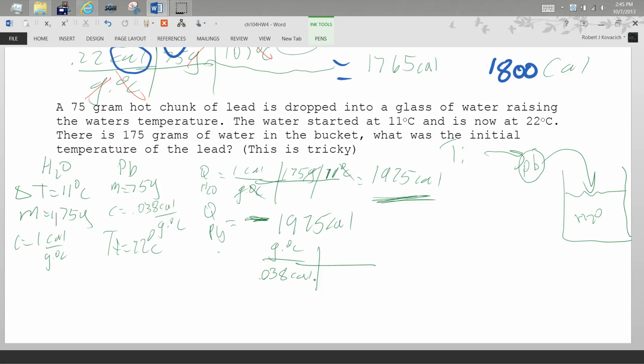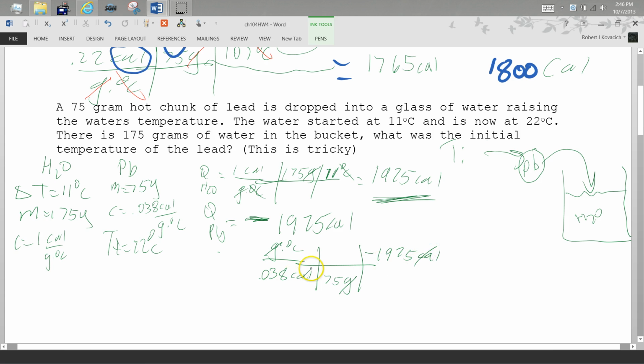I want to know how much the temperature changed, so I need temperature in the numerator. I'm going to cancel out my grams by putting 75 grams down here. If I do that, then I can cancel my grams out. And then I'm going to put negative 1925 calories here.